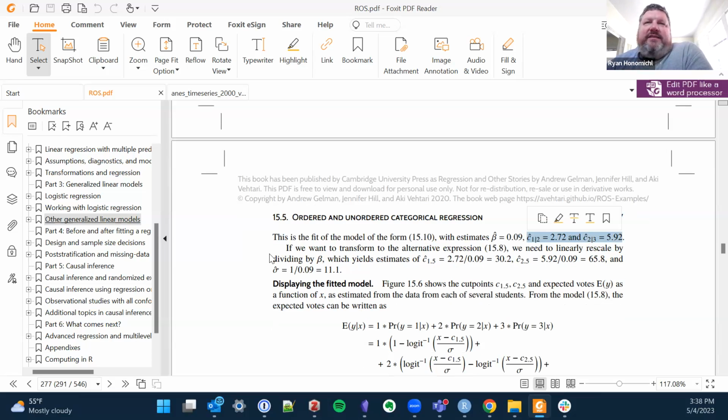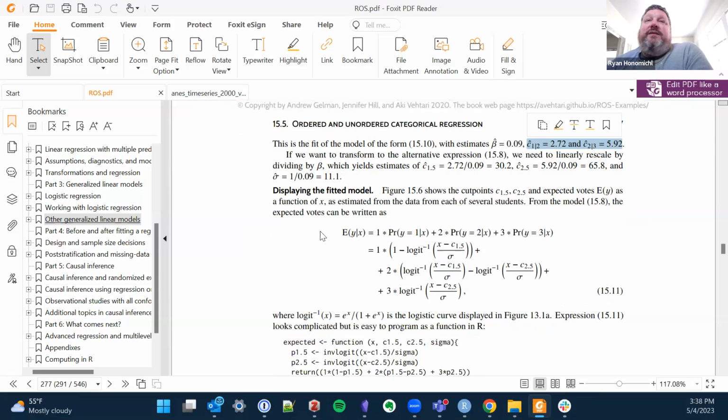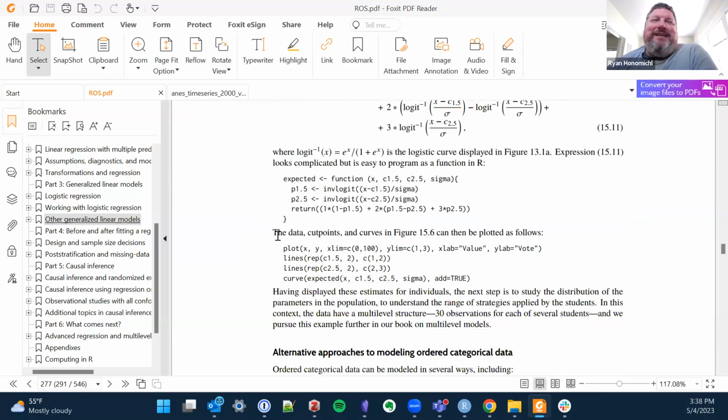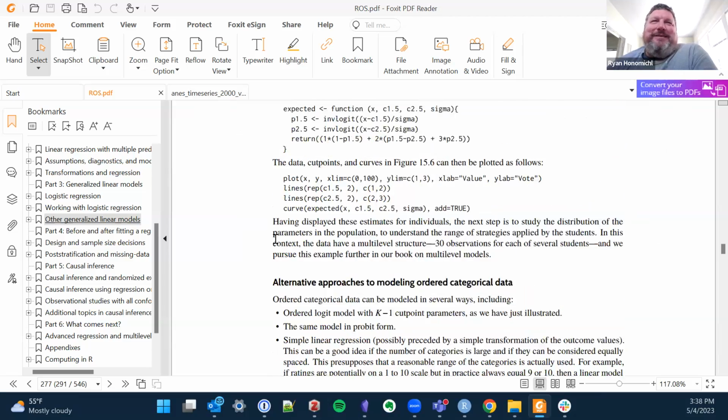Yeah, I mean, this is probably the part I'm least satisfied with in the chapter, because they just kind of talk about this, and if we want to transform them, we need to linearly rescale them. Ryan, I just skimmed over this part. I assumed you would explain it to me. Well, I kept trying, man.